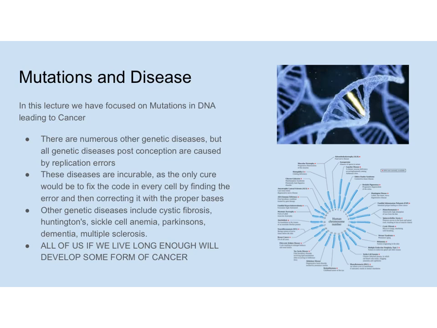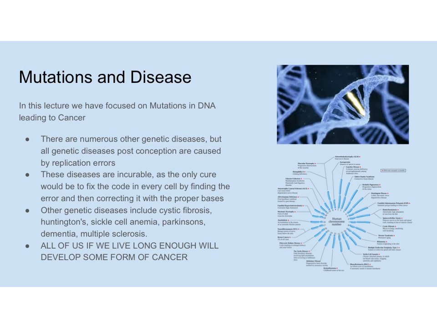Now, in this lecture, we really focused on mutations in DNA leading to cancer, just because cancer is such a huge deal, especially in our area and in our country. But there are numerous other genetic diseases that all result from a mutation. Any disease that develops post-birth, because sometimes you're born with a disease that your parents actually gave you. It wasn't through replication; your parents gave you a faulty sperm, like Down syndrome, or a faulty egg, which would also cause Down syndrome. That wasn't a replication error. That was your parents giving you the error.